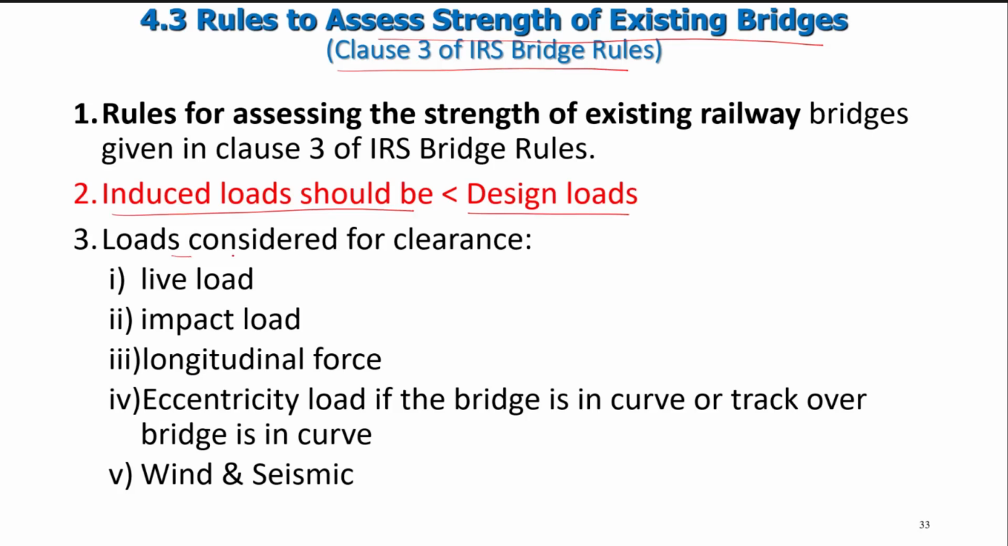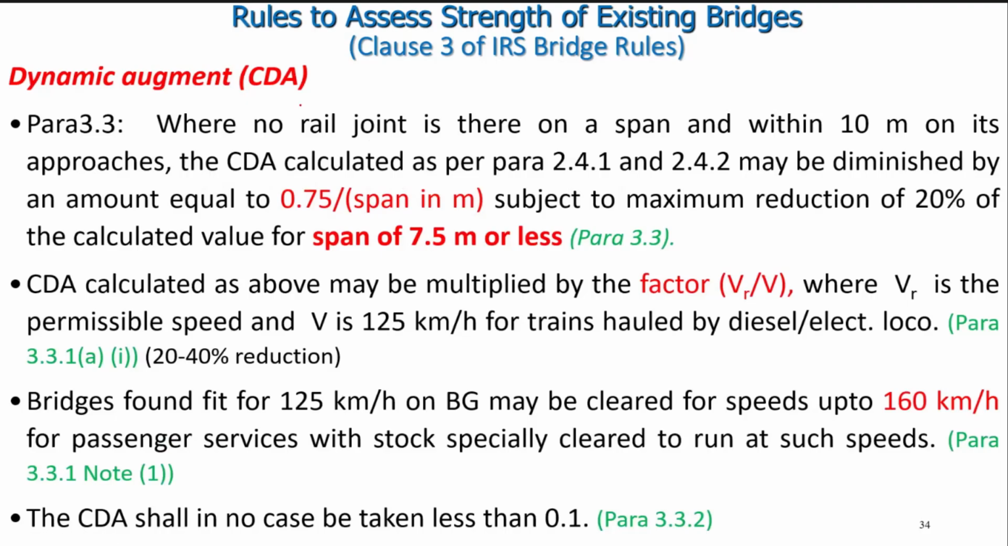The loads considered for the clearance should include live load, impact load, longitudinal force, eccentricity, wind and seismic load. Some relaxation has been given in this clause for assessing existing structures. This is not applicable to new structures; for new structures, it is 100%. Here we are assessing the strength of existing bridges and relaxing some of the stresses, as we discuss clearing our rolling stocks.